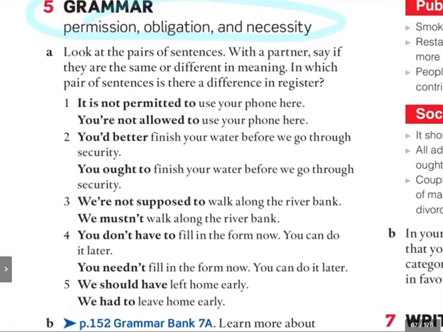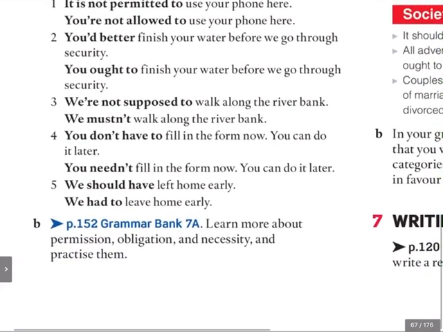Well, let's have a look at number 1. It is not permitted to use your phone here. You're not allowed to use your phone here. Number 2, you'd better finish your water before we go through security. You ought to finish your water before we go through security. Number 3, we're not supposed to walk along the riverbank. We mustn't walk along the riverbank. Number 4, you don't have to fill in the form now. You can do it later. You needn't fill in the form now. You can do it later. Number 5, we should have left home early. We had to leave home early.